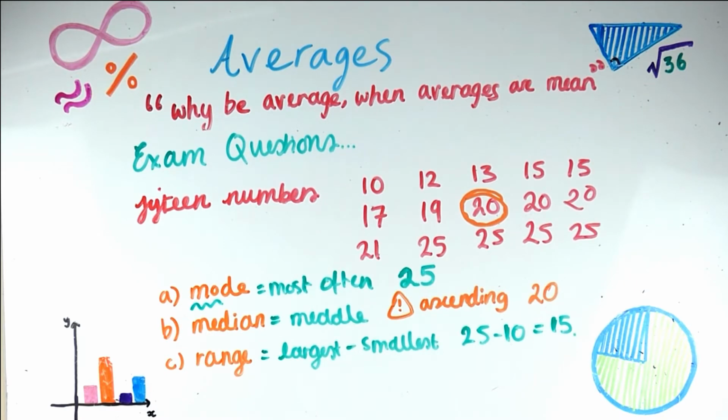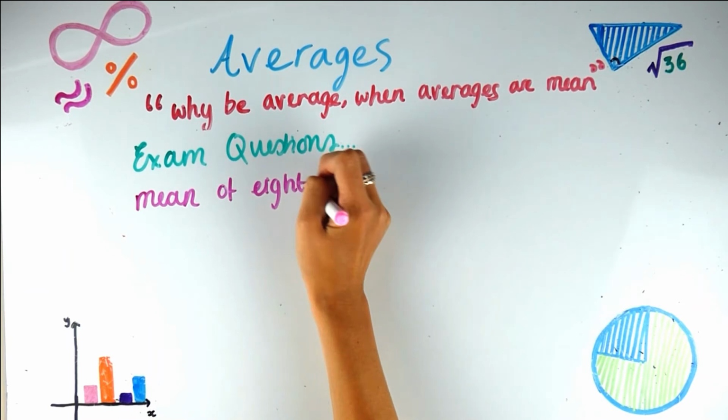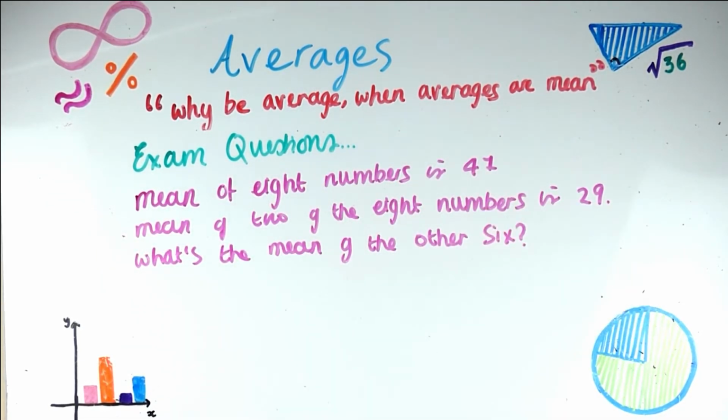Let's have a go at one more bit trickier one. So this question says, the mean of 8 numbers is 41, but it hasn't given us those 8 numbers. The mean of 2 of the 8 numbers, so 2 of the ones included in that mean, is 29. What's the mean of the other 6? So I know it's talking about mean, so I'm going to have to use my formula for mean. So the mean of 8 numbers is 41.